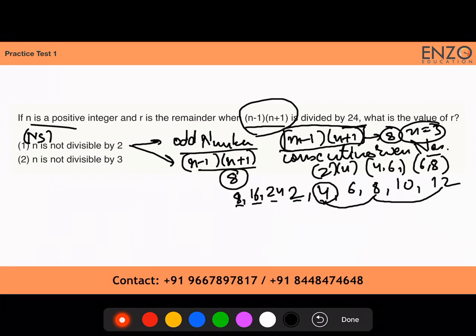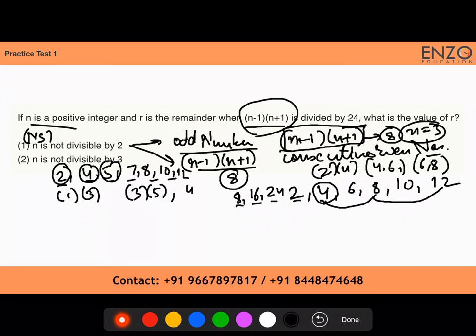It says n is not divisible by 3. So, it could be like 2, 4, 5, 7, 8, 10, 11. Now, if we take any of these numbers, for example, 2 will make this as 1 into 3. If you take n as 4, it will make 3 into 5. If I take 5, it will make 4 into 6, and so on.